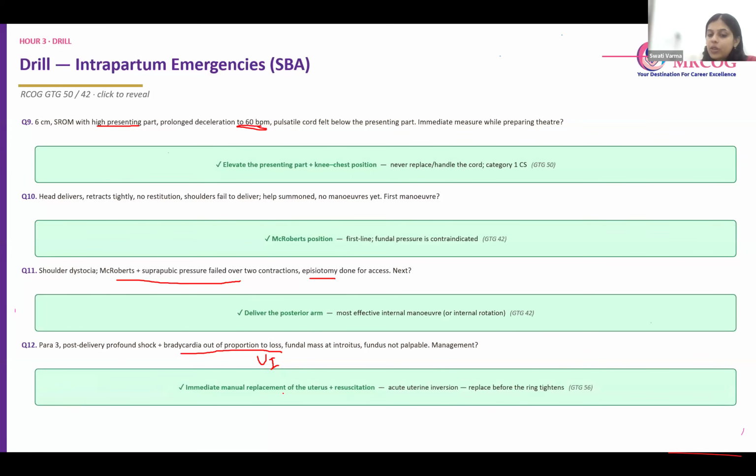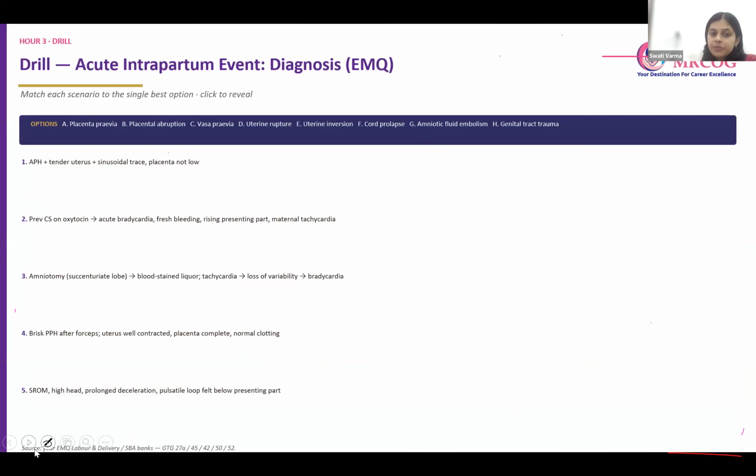So here, immediate manual replacement of the uterus plus resuscitation. Manual replacement of the uterus, O'Sullivan method, hydrostatic replacement, all such, you have to look for these options. Johnson maneuver, O'Sullivan's. Then replace before the ring tightens. Our aim is to replace before the constriction ring appears. So the best option here is immediate manual replacement of the uterus along with resuscitation simultaneously.